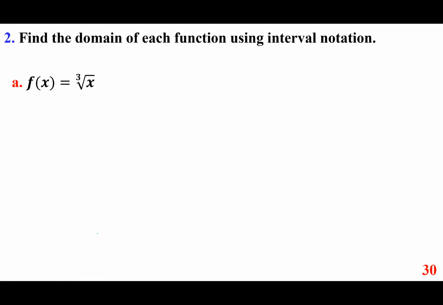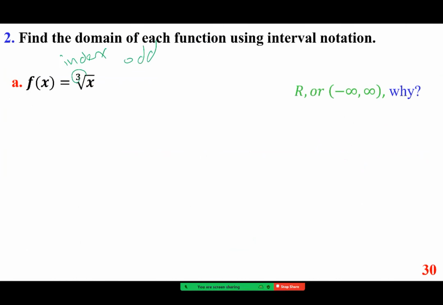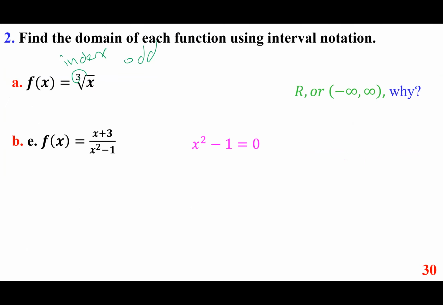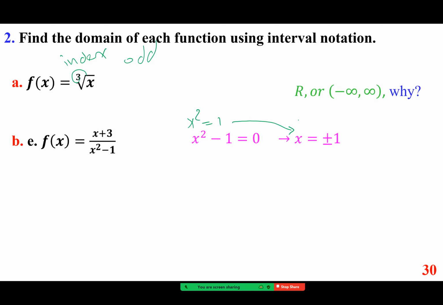When the index, this is called the index, is odd, there is no restriction. It's all real numbers. In this case, we set the denominator equal to 0 and exclude that. x squared minus 1 is 0. As you know, x is plus or minus 1, because you can write x squared equals 1. And now we're going to exclude those.